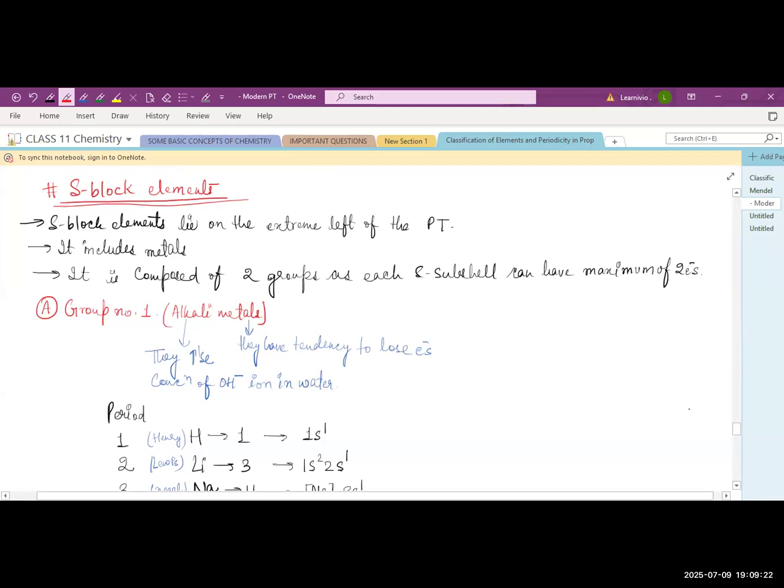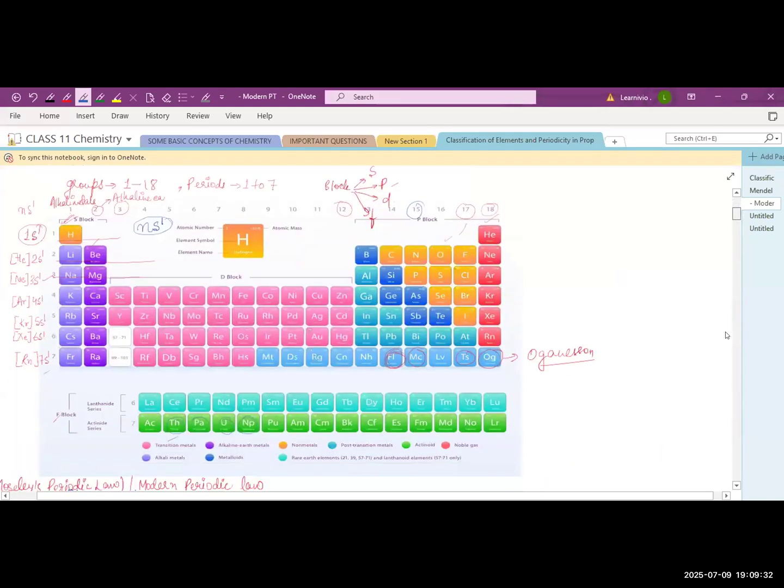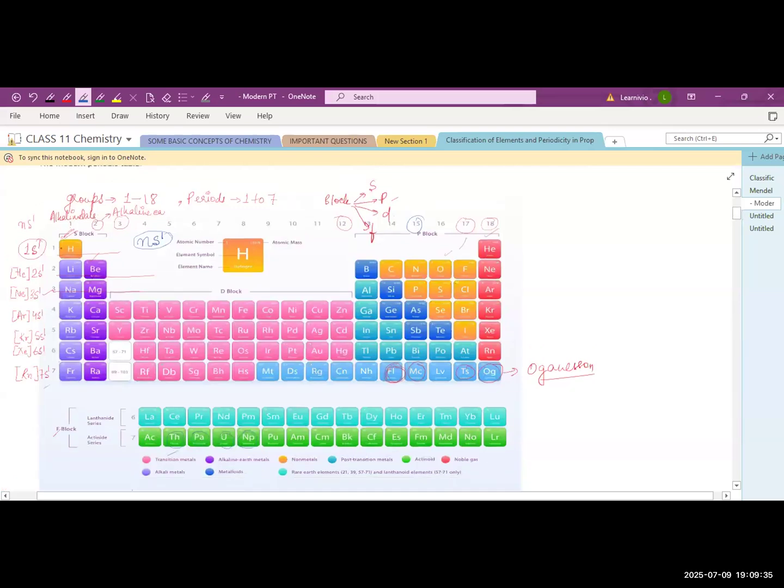So first is your S block elements. Okay, so S block elements, basically they are extreme left of the periodic table. As you can see in the periodic table, they are extreme left. These are the S block elements. Okay, so extreme left में होता है. And what are the P block elements? So P block are the extreme right. Okay, and D block are located in the center.